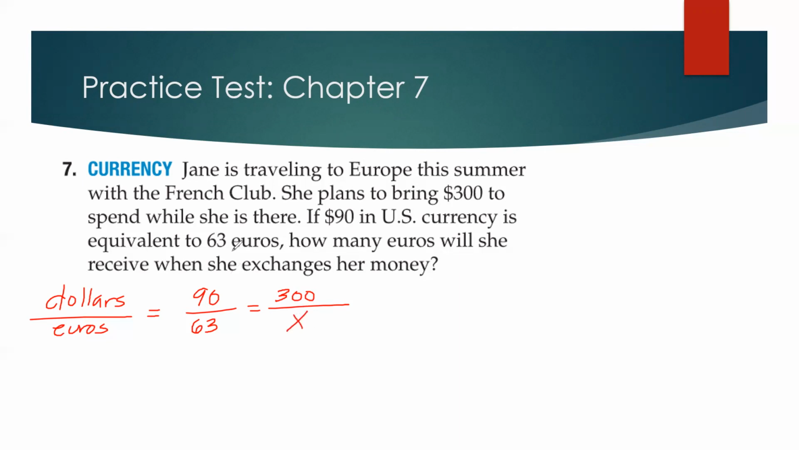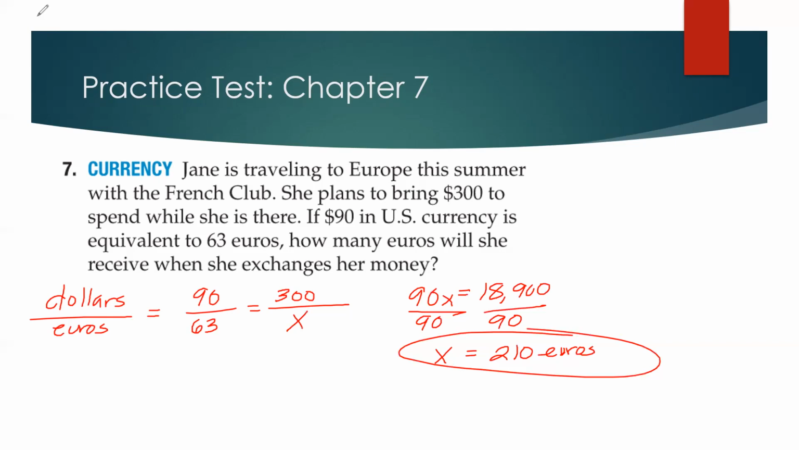Okay, so then we would cross multiply. 90 times x is 90x. And then 300 times 63 is 18,900. And then this is a one-step equation, so we would divide both sides by 90, and x is equal to 210 euros. Okay? All right.